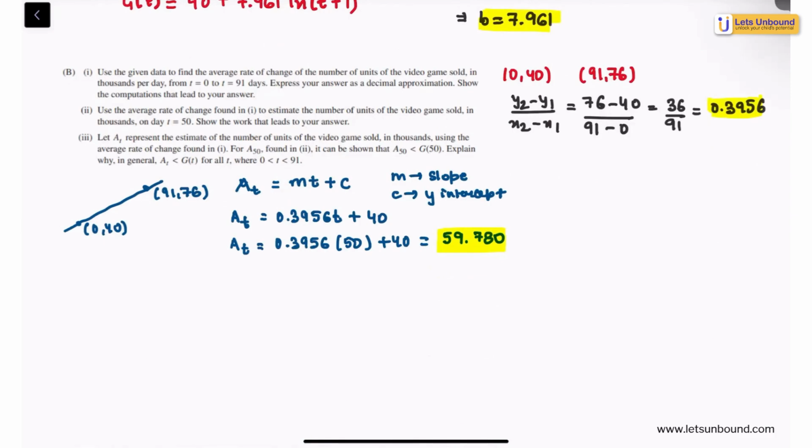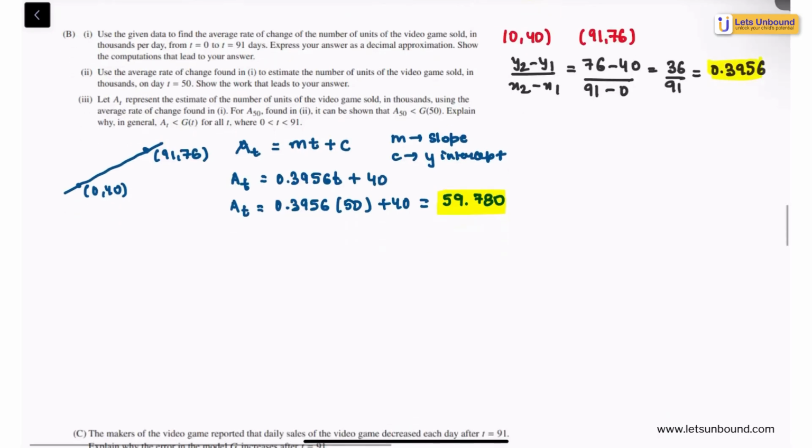And then we also have to state the reason why in general we think that the value calculated using linear approximation, or using average rate of change, will always come out to be less than the value of g of t, which is using the logarithmic function. So let's try and estimate G(50) first of all. A(50) we already have by substituting t as 50.